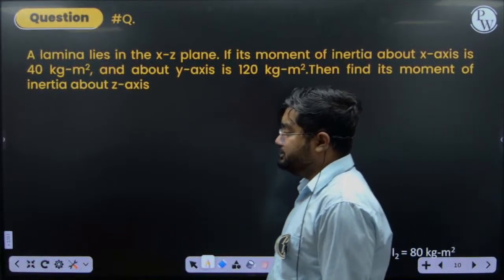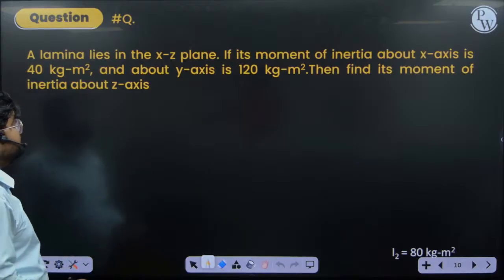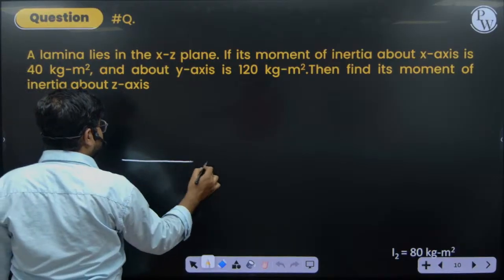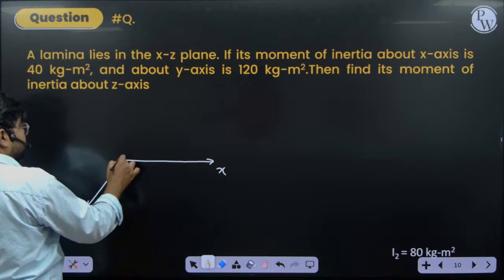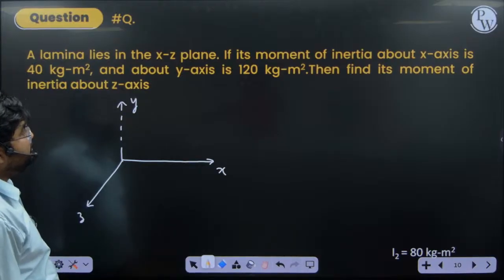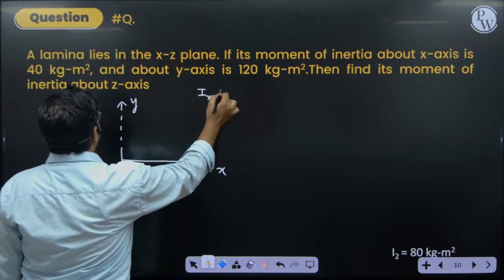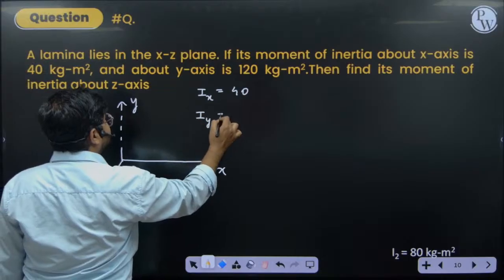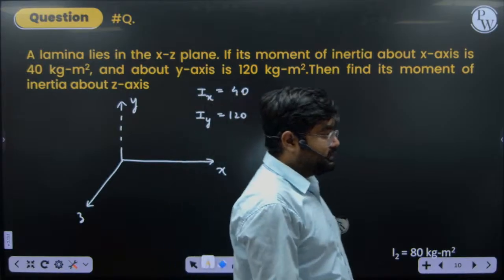Let us see a question. A lamina lies in the xz plane, which is perpendicular to the y-axis. Its moment of inertia about the x-axis is 40, and about the y-axis is 120. Then find its moment of inertia about the z-axis.